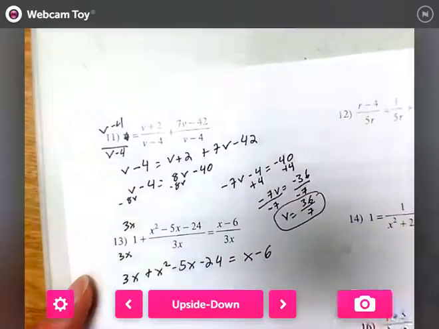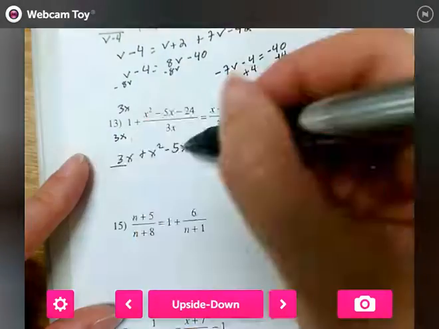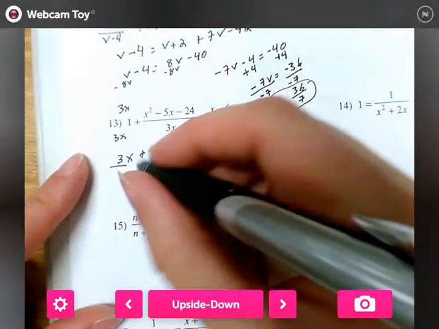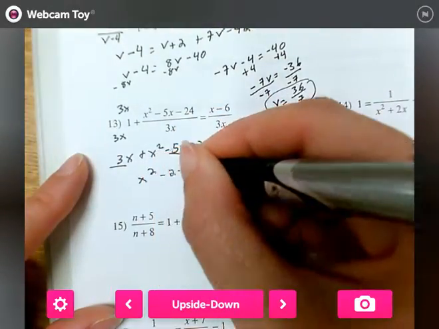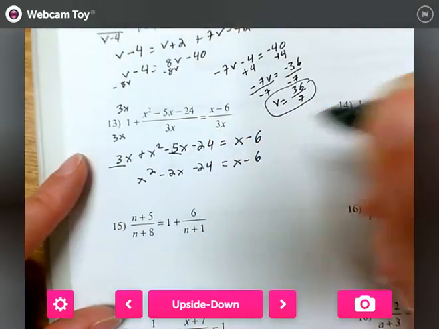What's my next step? Combine like terms. So I know the 3x and the -5x go together. So I get x squared minus 2x minus 24 equals x minus 6, correct?